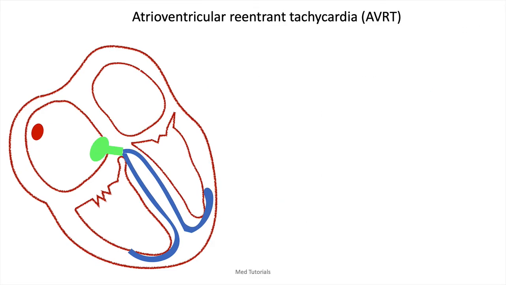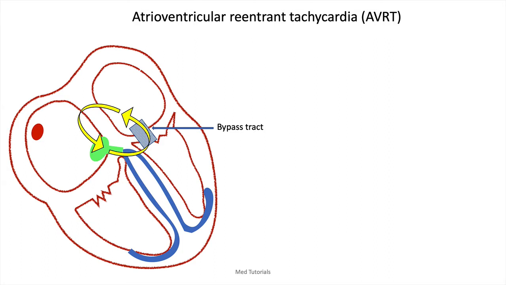Coming to atrioventricular reentrant tachycardia. Now this is known as AVRT. You notice from the previous one, that was AVNRT, so there's an N missing from here because here the re-entry is actually taking place at a bypass tract between the atrium and the ventricle. So there you see a bypass tract.